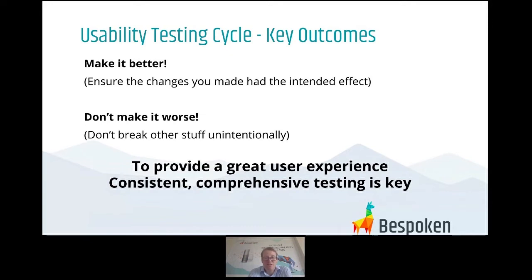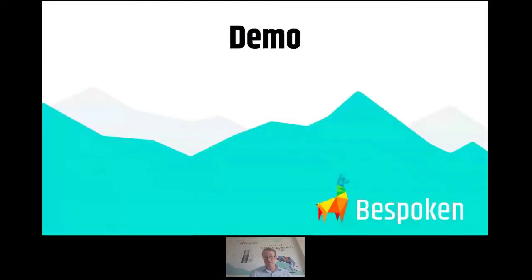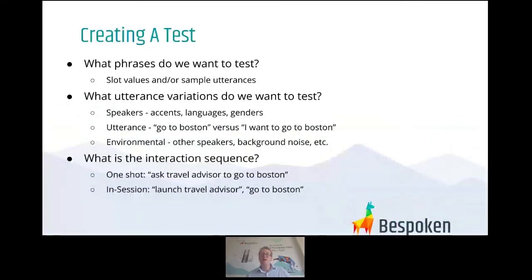And the best way to do this testing, the best way to provide a great user experience, is testing that's consistent and comprehensive. And so you need automation, you need tooling like we offer to do that. So with all that set up, I'm going to show you how this works now. And first, a slide though, for the test creation process, just to walk you through what's involved with this.